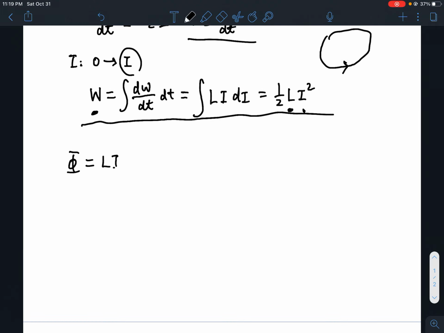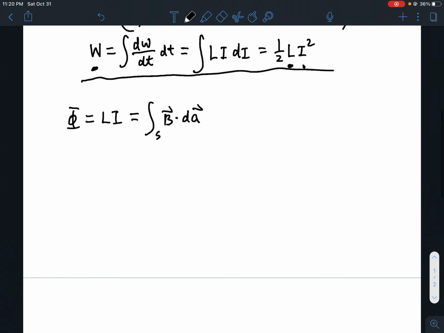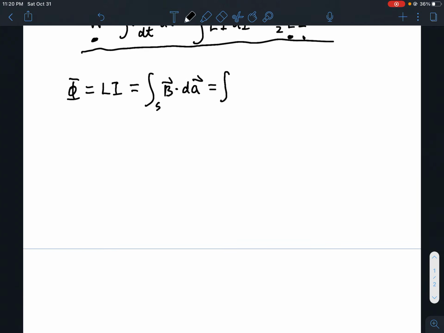As I said, the magnetic flux through this loop is really L times I. And this magnetic flux can be written as the integral of B dot dA. This is really the definition of the magnetic flux. And now we can write B as del cross A, so the flux is del cross A dot dA.